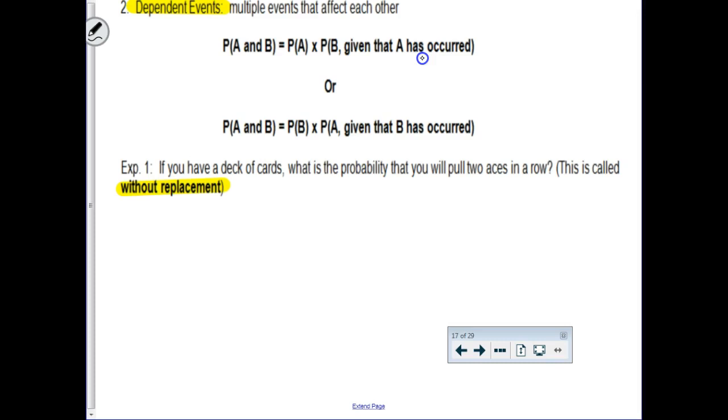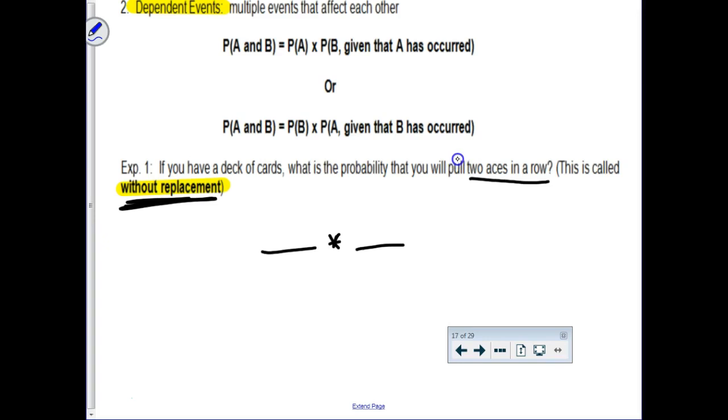It's called without replacement. So if you have a deck of cards, what's the probability that you will pull 2 aces in a row without replacement? So you still have 2 events, but this time they are dependent from each other. So when I go to reach in the first time and I pull a card, what's the probability that it is an ace?